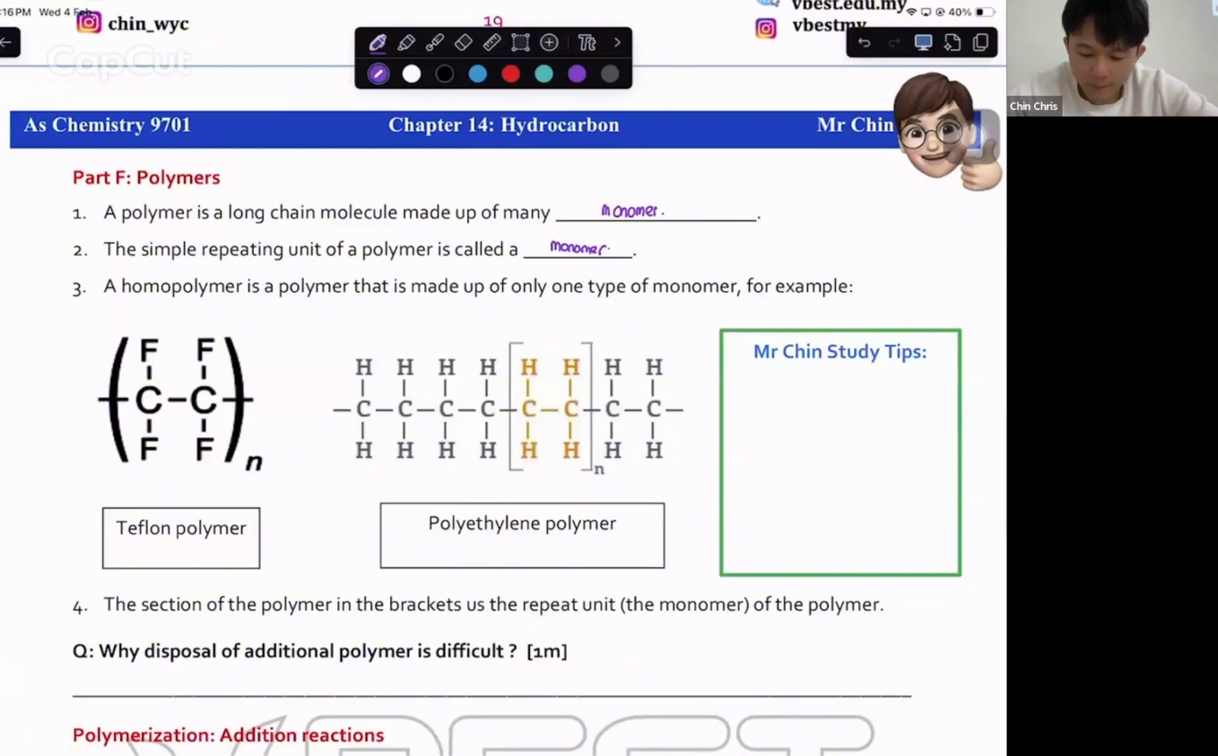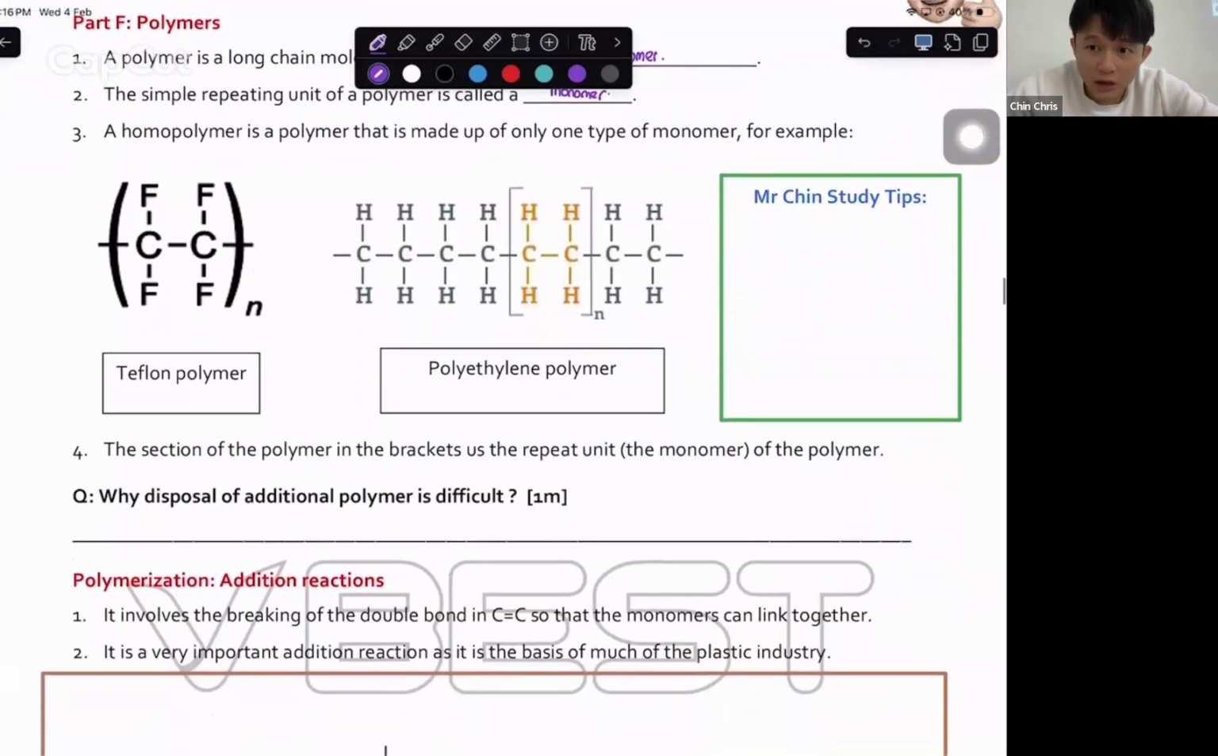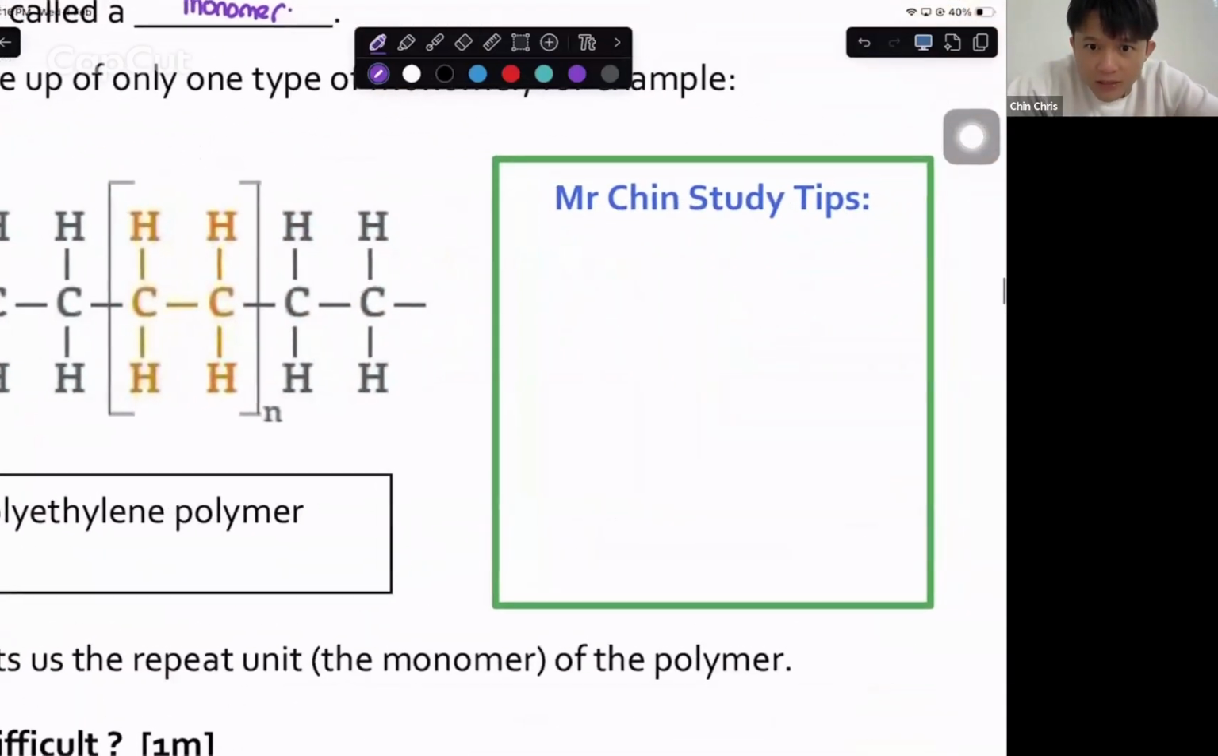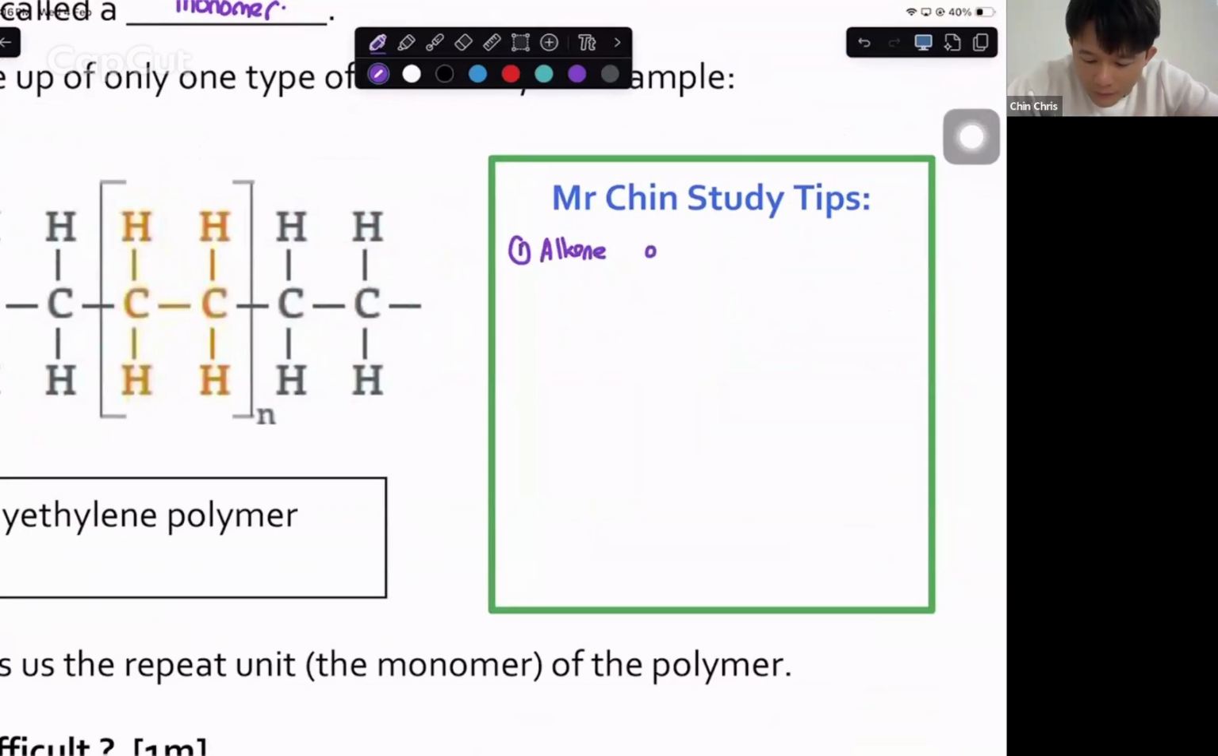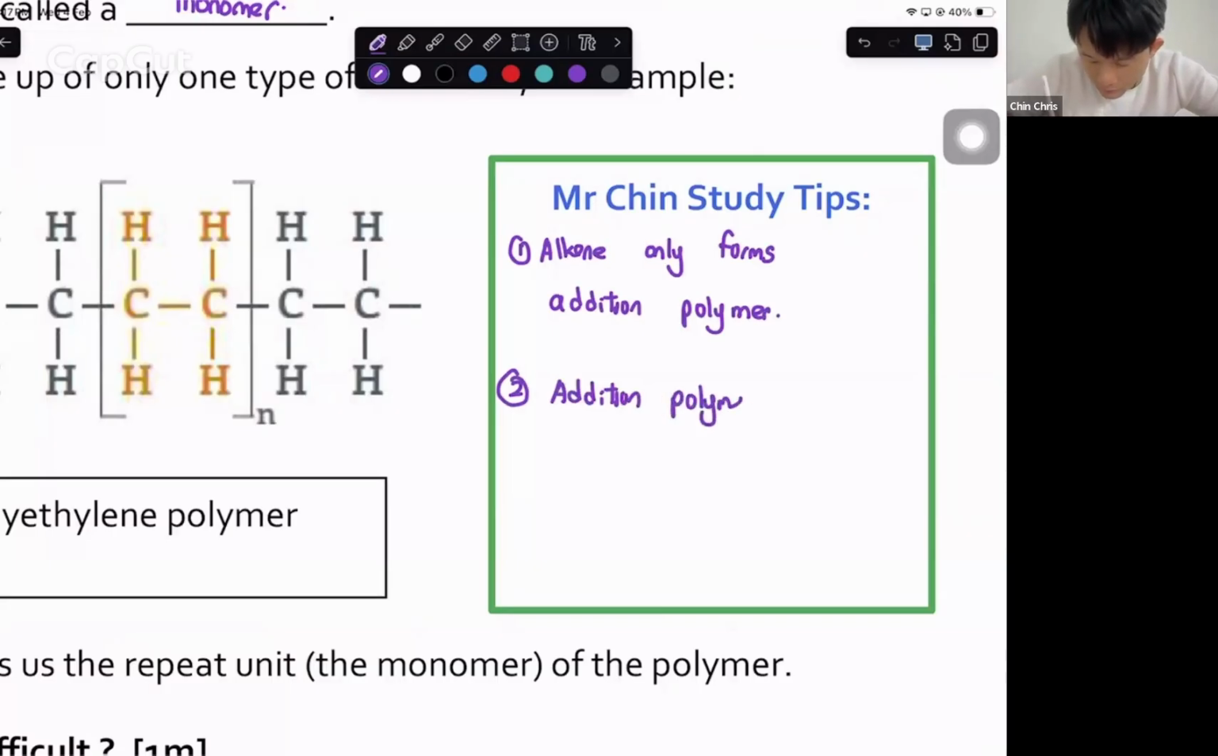Alright, guys, whenever you have an alkene, always remember alkene can only form addition polymers. Remember this, alkene only forms addition polymer. And the second thing is that addition polymers are non-biodegradable.